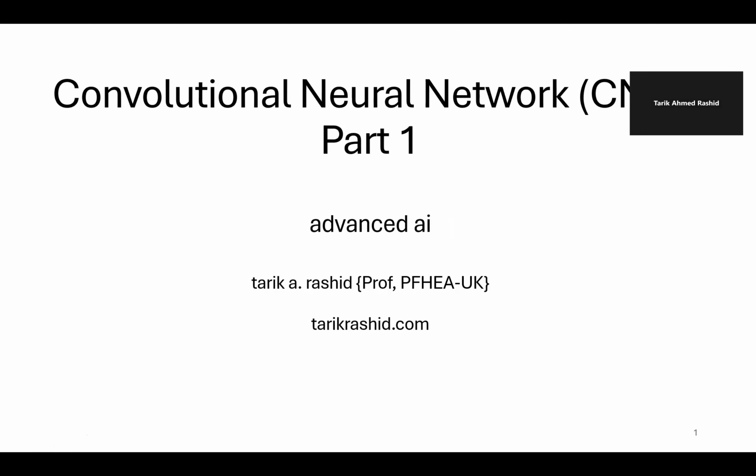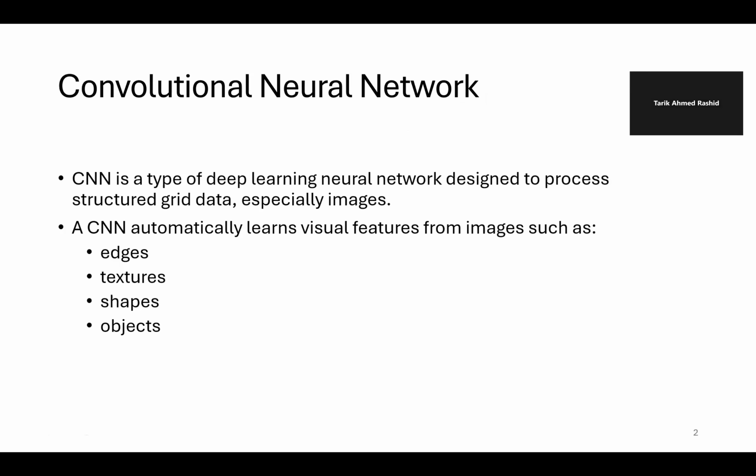This class is related to Convolutional Neural Network, CNN. This is part one, a theoretical part, and there's also a practical part in part two. So CNN is a deep learning neural network type designed to process structured grid data, especially images. It's a medication for image processing. If your data is about images, then CNN is a great medication for it.